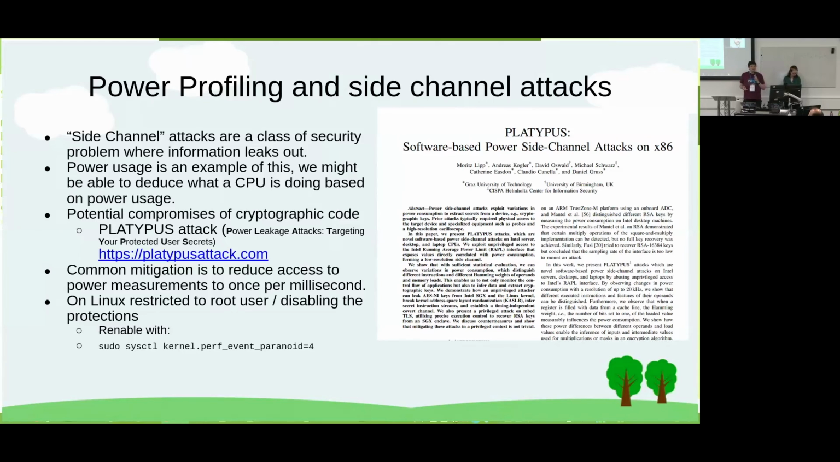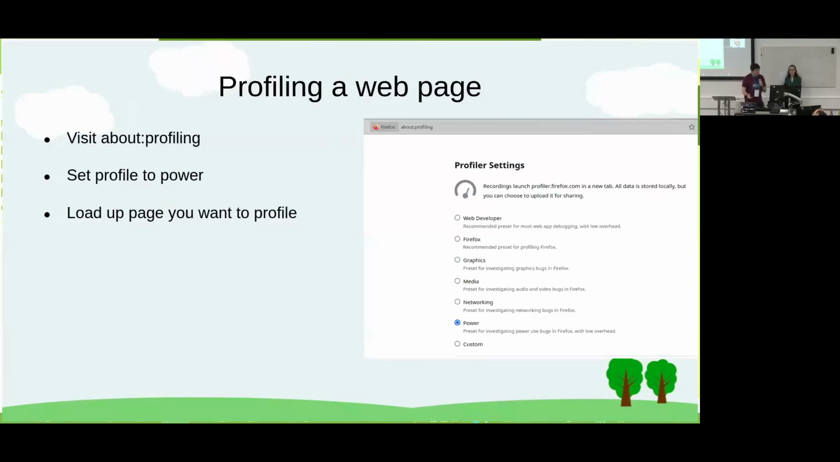And one mitigation that we can apply to this is to actually reduce the time resolution that is available. So the mitigation on Windows and Mac has actually been to reduce it to only reading once per millisecond. On Linux, they decided to restrict it to only the root user. And that's what that kernel parameters command I showed earlier did. And if you do want to run this and then you are super paranoid and want to turn it back on, there's the command in the slides to re-enable it. I've already done this on my laptop.